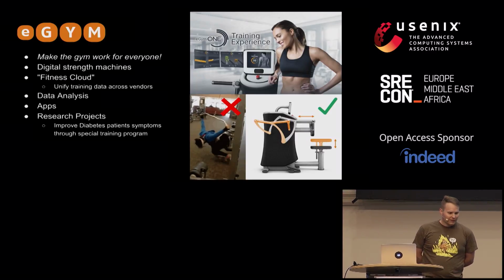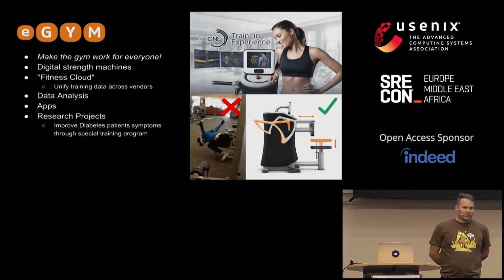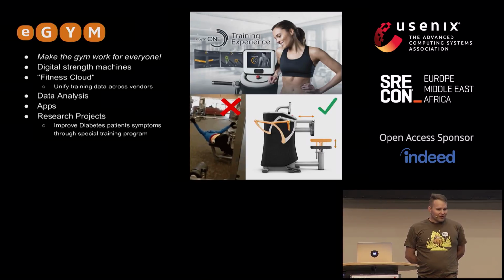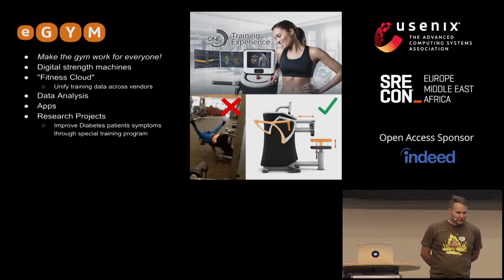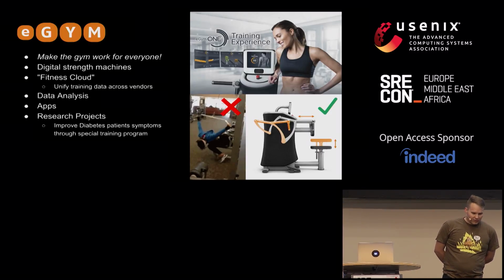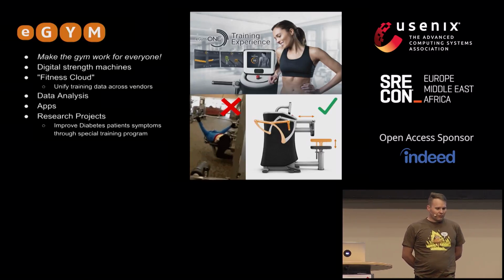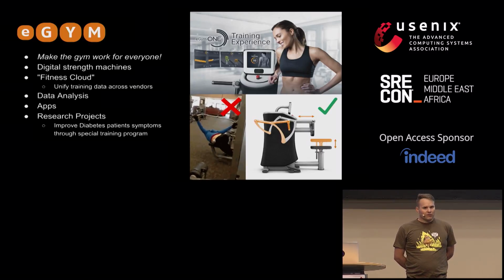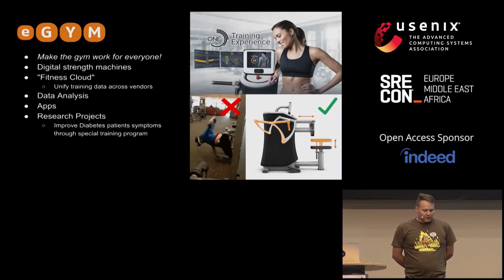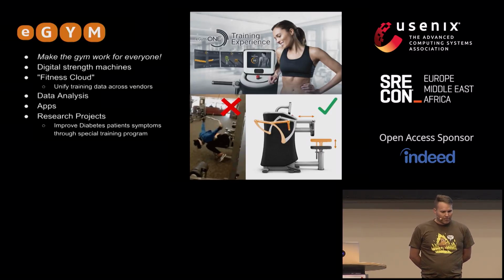I work for a company called eGym, and our mission at eGym is to make the gym work for everyone. We are in the fitness market, a very tough market to digitize, unless you're Fitbit maybe. We want to digitize the whole training floor, and we do this by building and designing our own digital strength machines. They are distributed all over the world in gyms. Tens of thousands of machines, so we run an IoT network, if you will.